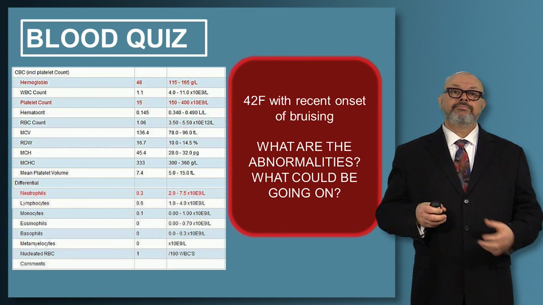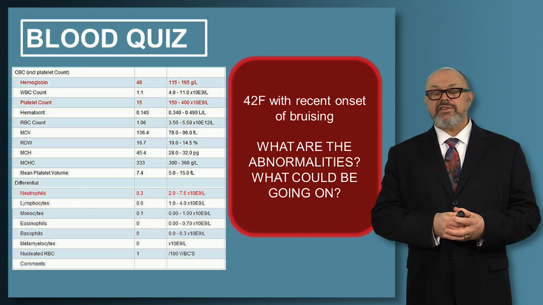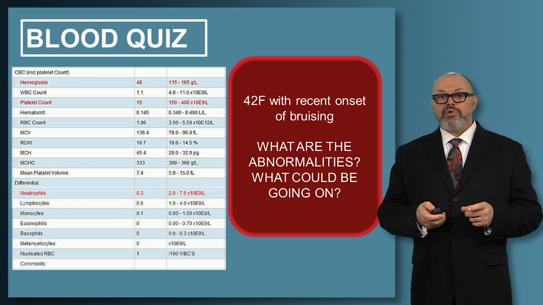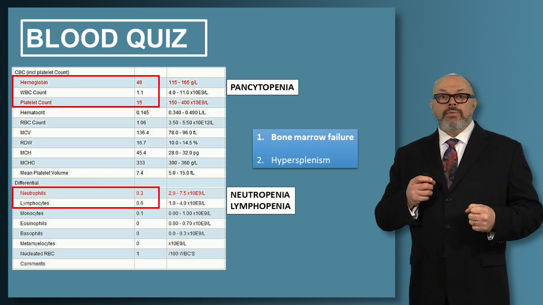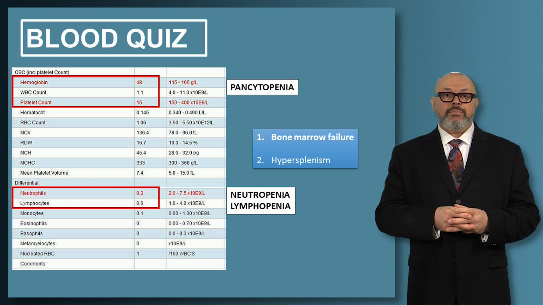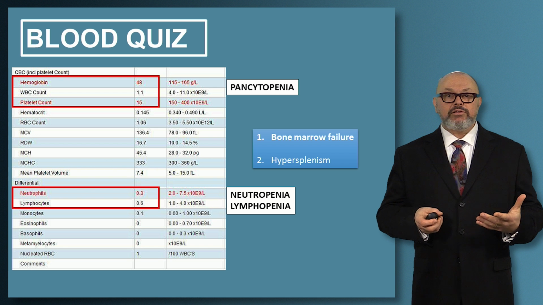Next patient. We have a 42-year-old woman with recent onset of bruising. Here's her CBC. Pause the video and try to sort it out. Okay, so she has a frightening degree of pancytopenia. Her hemoglobin, white count, and platelet count are devastatingly low.